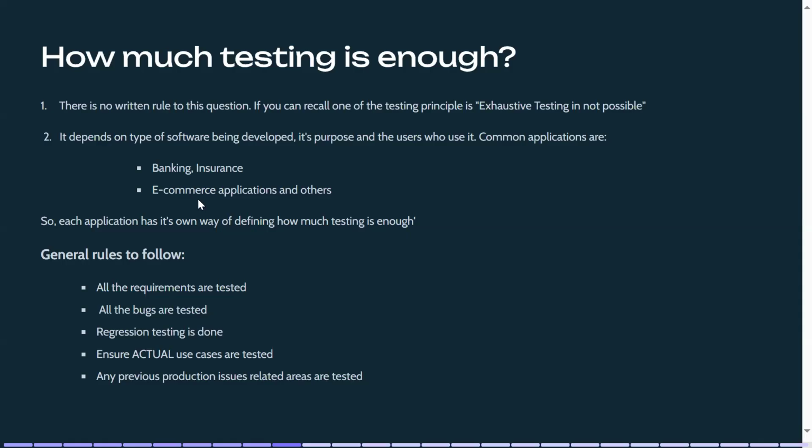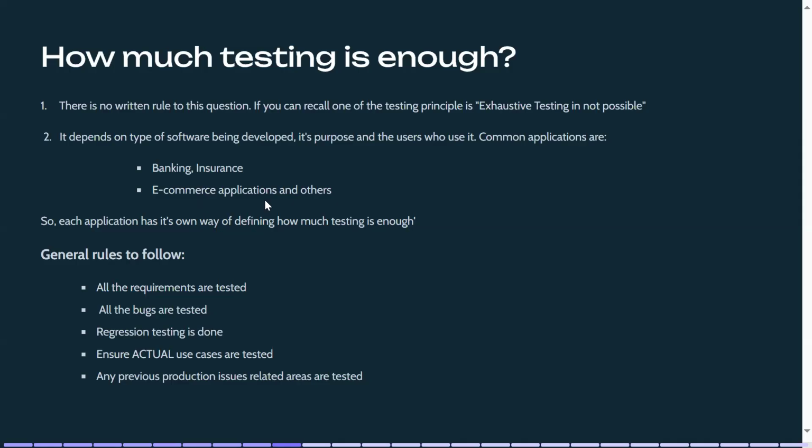What about e-commerce applications? Every day you are accessing e-commerce applications. What will we be focusing on in e-commerce? Ensure a smooth user experience, the transactions must be secured, the application must be robust, and the performance must be in good shape during high traffic. That is what we are expecting in e-commerce applications. So it depends on the domain. So how much testing is enough?